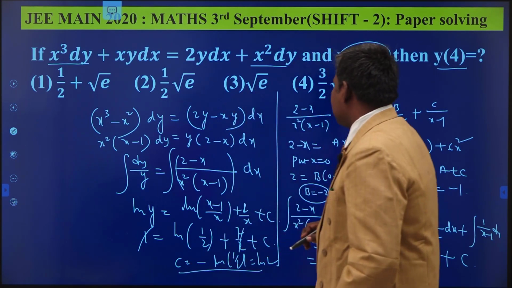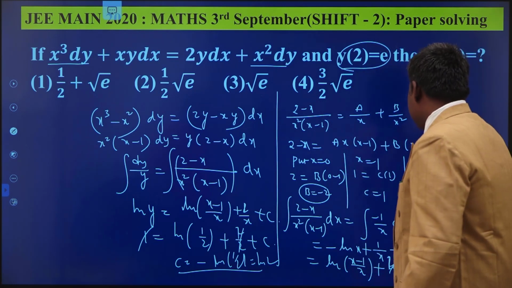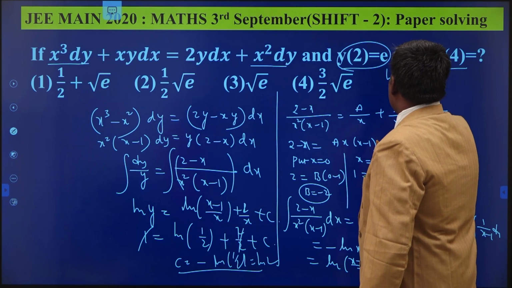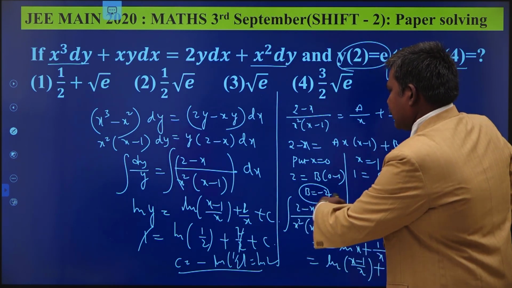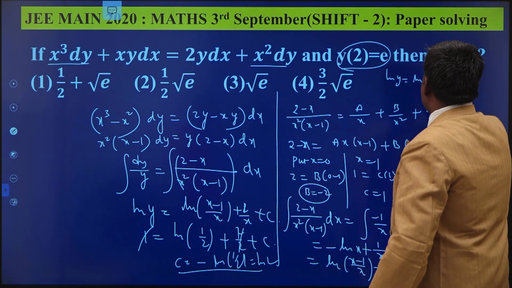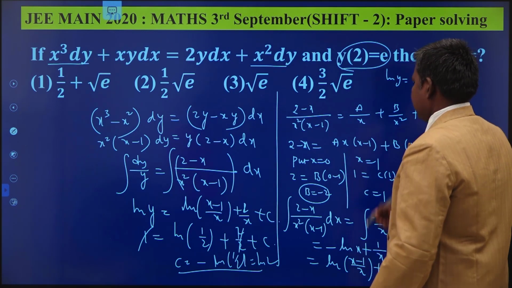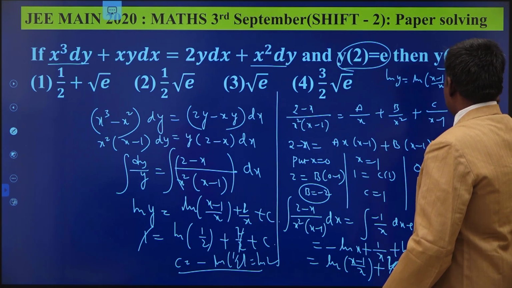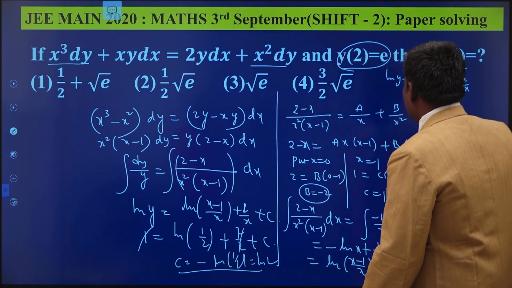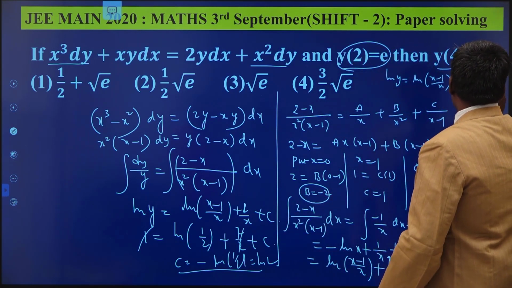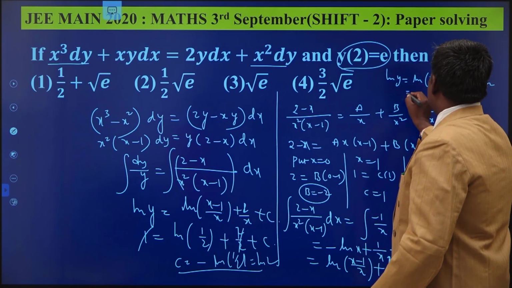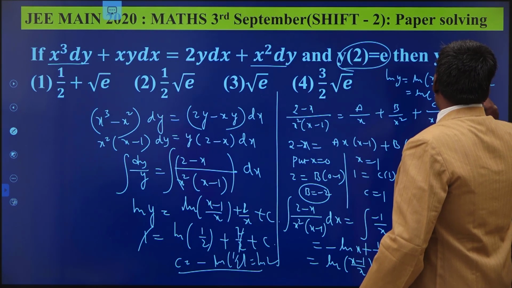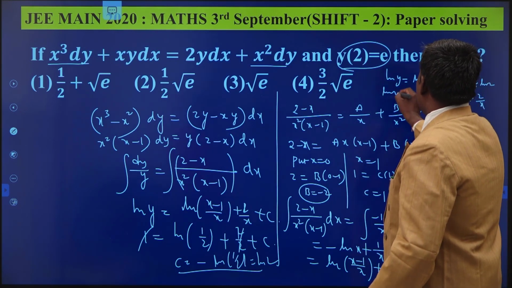The value of c is equal to log 2. Substitute c equals log 2 here. What is the answer now? log y is equal to log x minus 1 by x plus 2 by x plus c, we mean log 2, plus log 2. That is nothing but log of 2 times (x minus 1) by x plus 2 by x. This is nothing but log y.